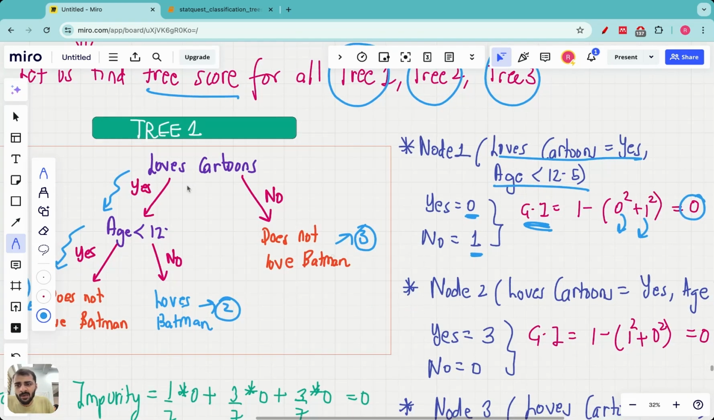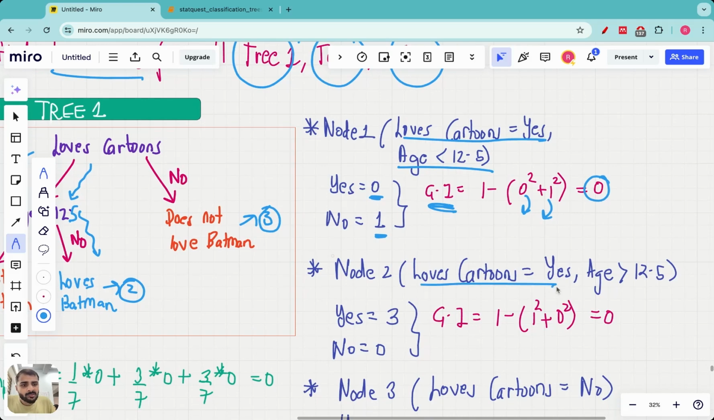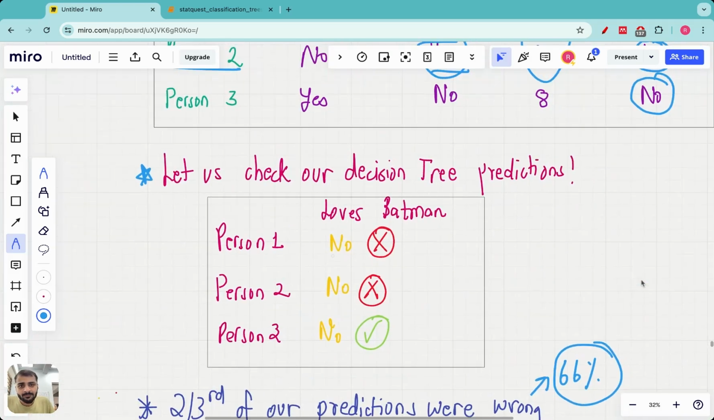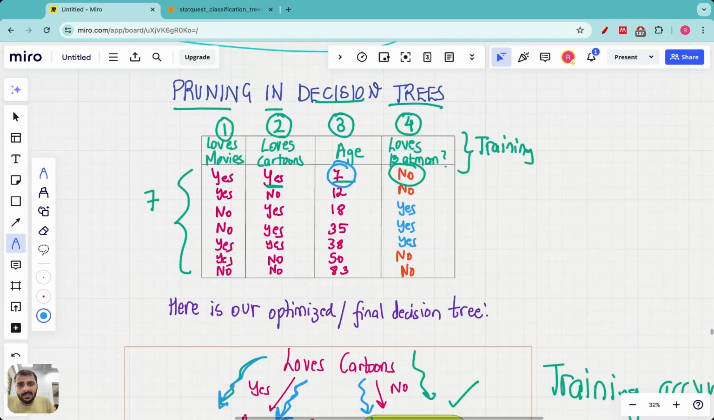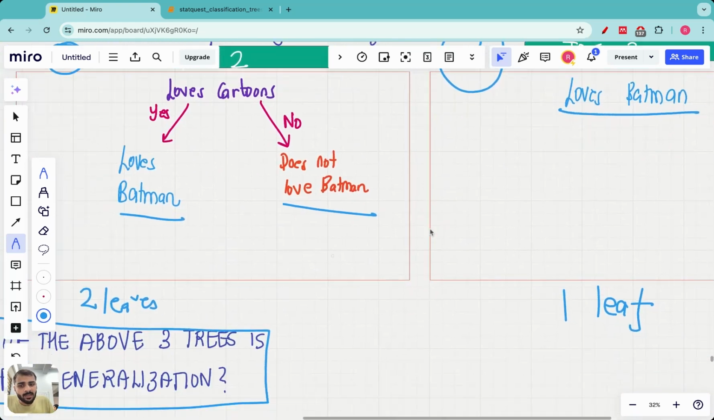Now let's see for node number 2. Node number 2 is basically loves cartoons and age greater than 12.5. So let's see in the data set. In the data set, loves cartoons yes and age greater than 12.5, these are these three people over here. And we can see that those are 3 yeses and 0 nos. So that's what we are going to write over here.